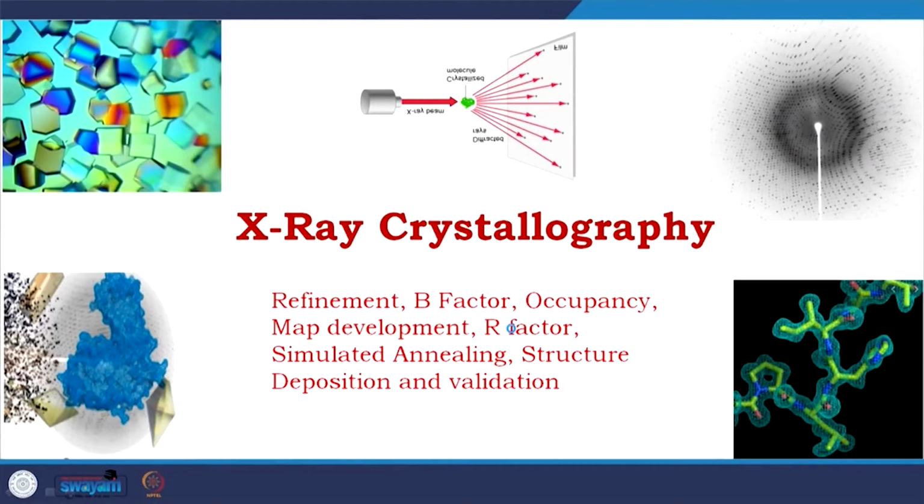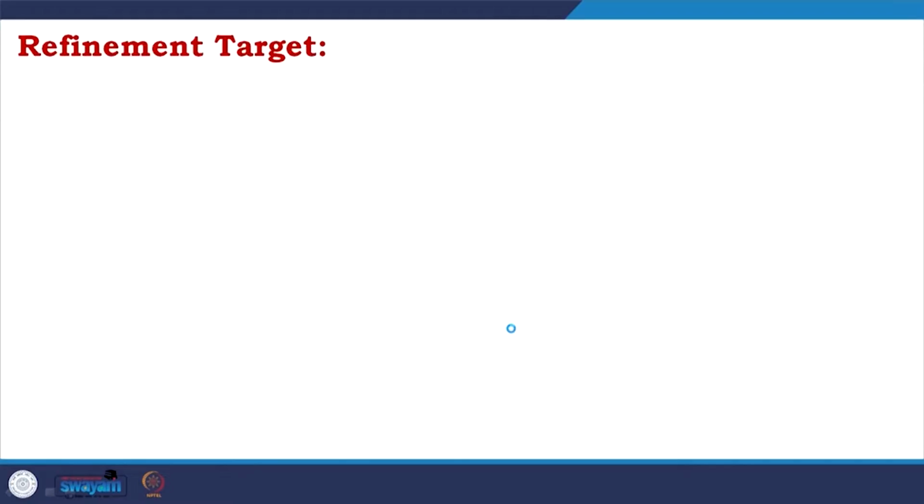We will talk about refinement, we will talk about B factors, we will talk about occupancy, map development, R factor, simulated annealing, structure deposition and validation. So, from refinement I will talk about how you get a structure and deposit it, so that you are ready to go for publication.